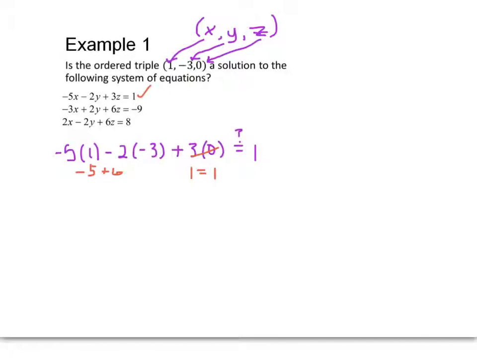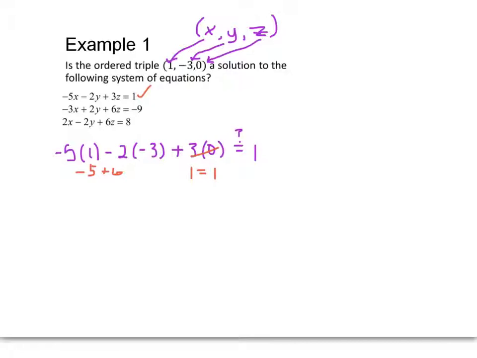We have to keep checking until we're done with all the equations, and if they all work, then it is a solution. If we check one and it doesn't work, then we can stop and say no, this isn't a solution.